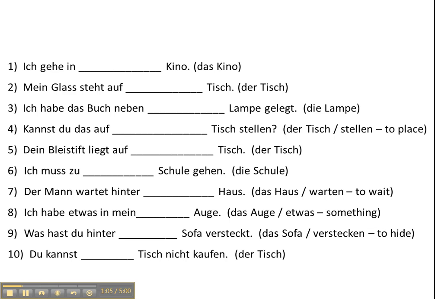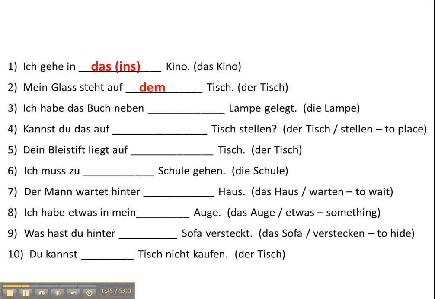So for example, ich gehe in das Kino. The reason it's das is because it's accusative. Why is it accusative? Gehen is an action. You're actually moving into the room. You could also form a contraction or Abkürzung by saying ins Kino. Ich gehe ins Kino. Mein Glas steht auf dem Tisch.